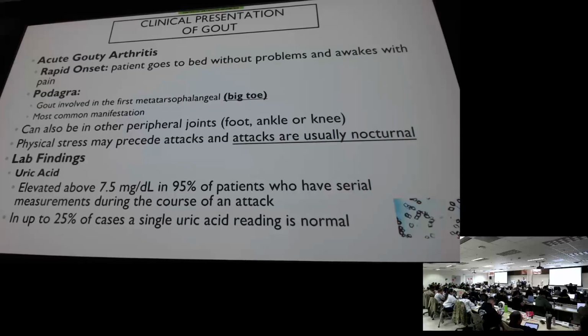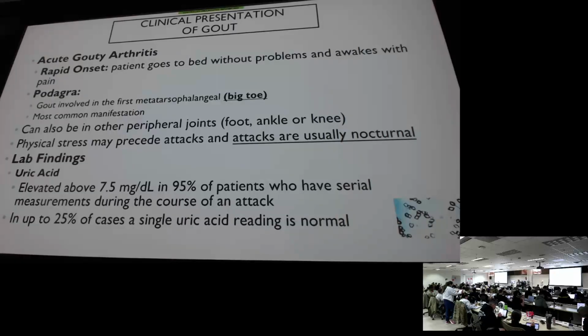Most common manifestation on the slide. You can also have it at the other peripheral joints. You can have it at the ankle, at the foot, the knee as well. Attacks can be preceded by physical stress, but they usually come on at night, as I said, while the patient's sleeping. Lab findings, if you see uric acid above 7.5, that's about 95% of the cases of gout.